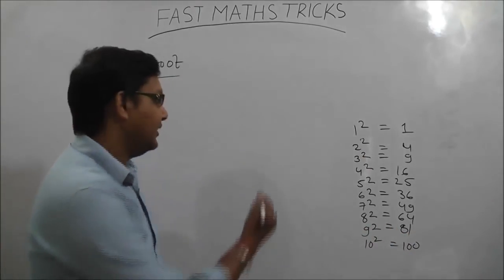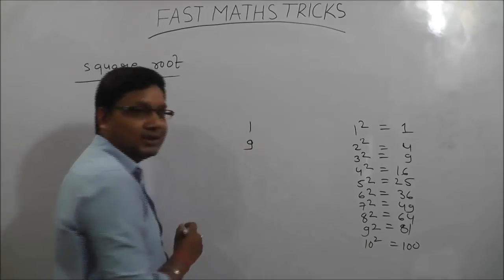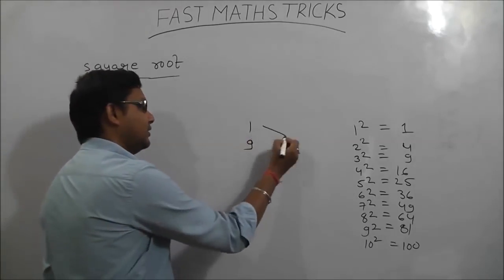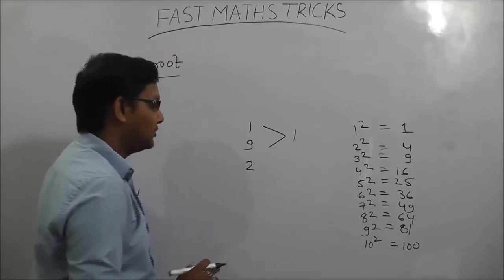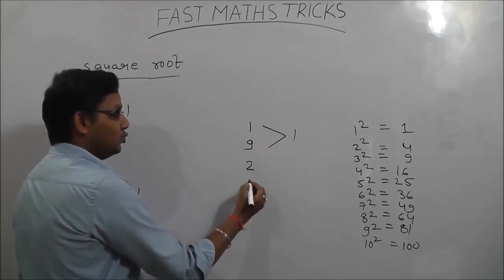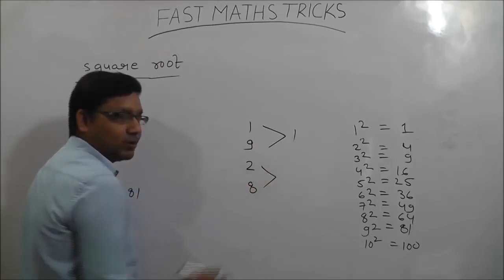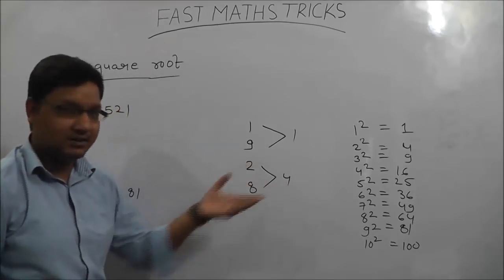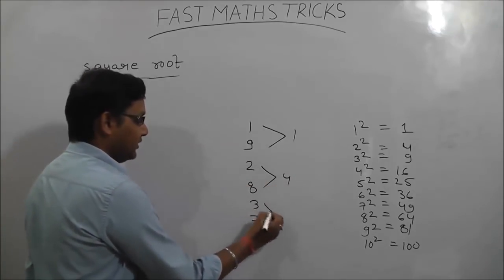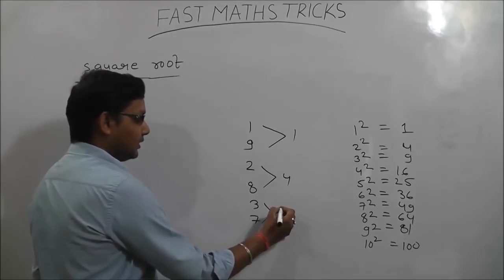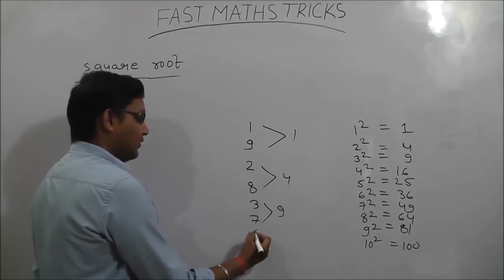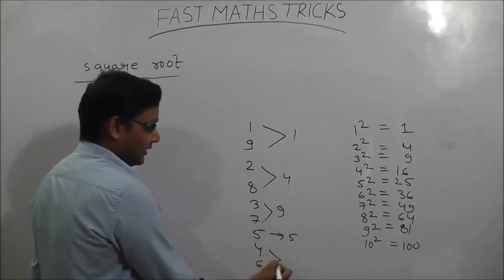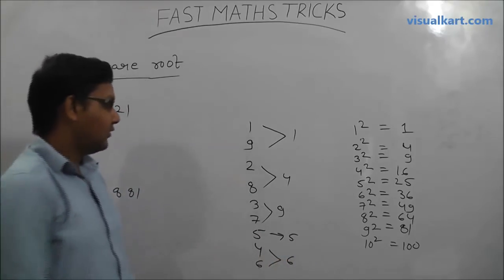So in this way, if we have to find the squares of numbers ending with 1 and 9, the square ends with 1. If we find the square of a number ending with 2 and 8, we get 4 as the last digit. A number ending with 3 and 7, we get 9 as the last digit, and 5 we get as 5, and 4 and 6 we get as 6. So these 5 points you have to remember.